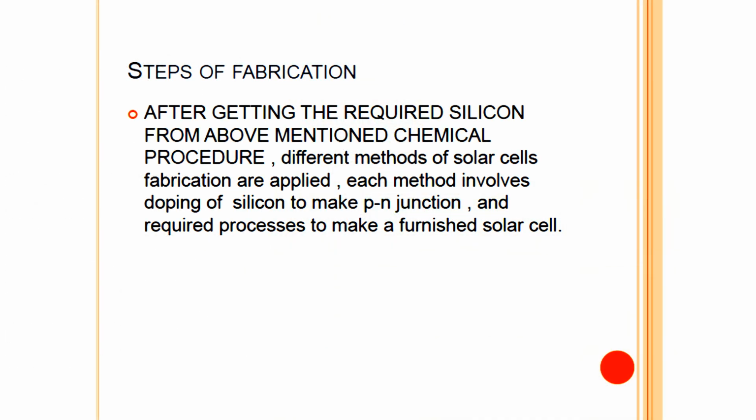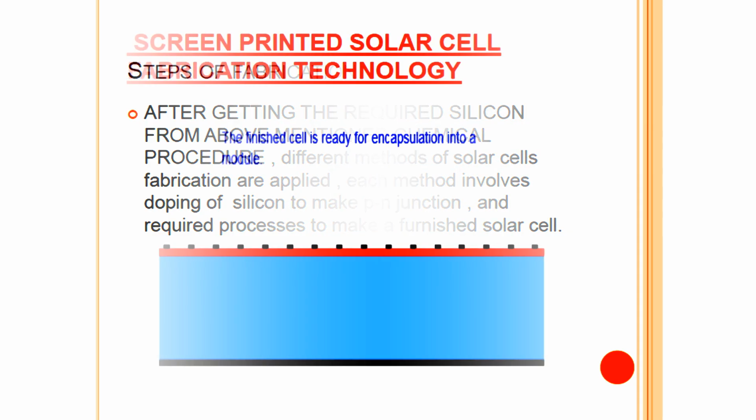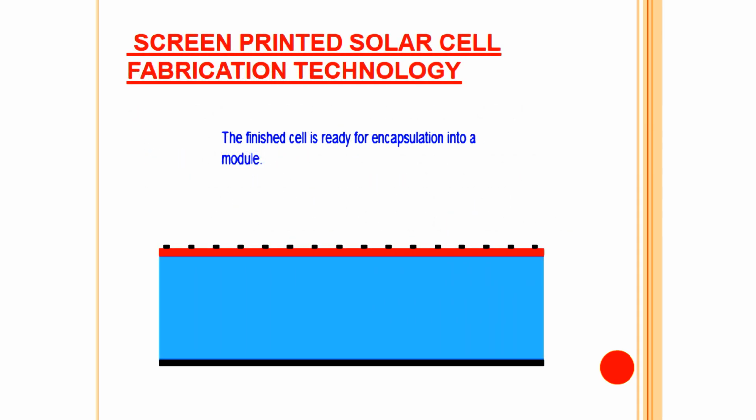After getting the required silicon from the above mentioned chemical procedure, different methods of solar cells fabrication are applied. Each method involves doping of silicon to make p-n junction and the required processes to make a finished solar cell. So this is the finished cell which is ready for encapsulation in a module. So this technology is called screen printed solar cell fabrication technology.